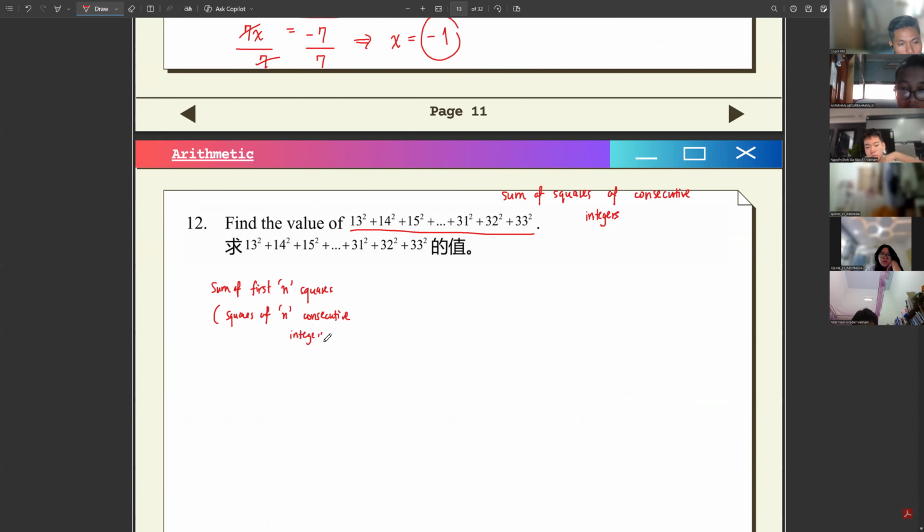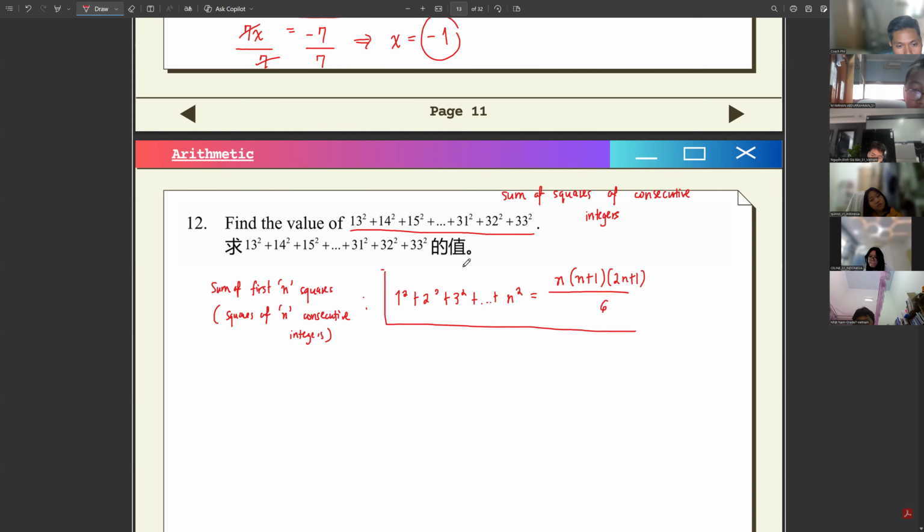So let's just rewrite the formula. 1 squared plus 2 squared plus 3 squared up to some arbitrary number n equals n times n plus 1, 2n plus 1, all over 6. But you might ask, sir, how can we use this formula if we're starting from 13?